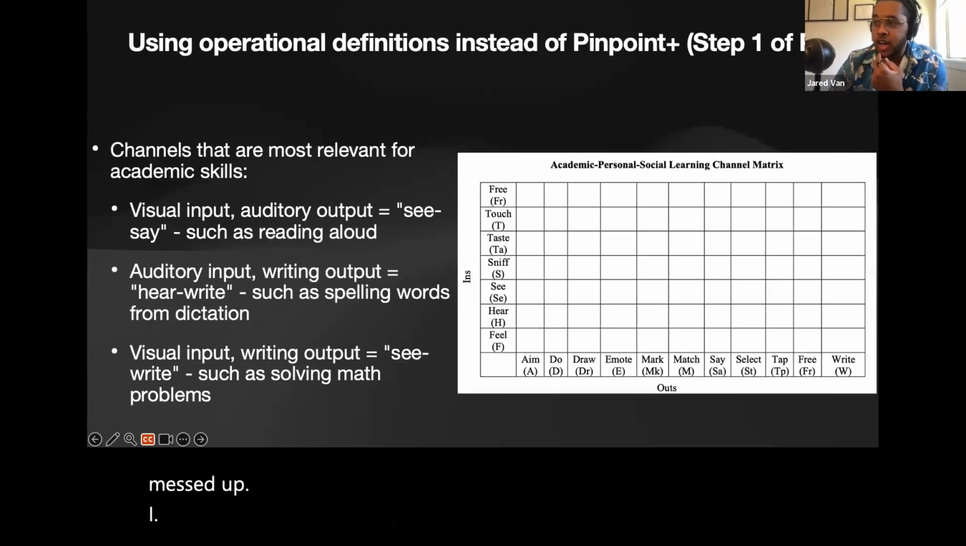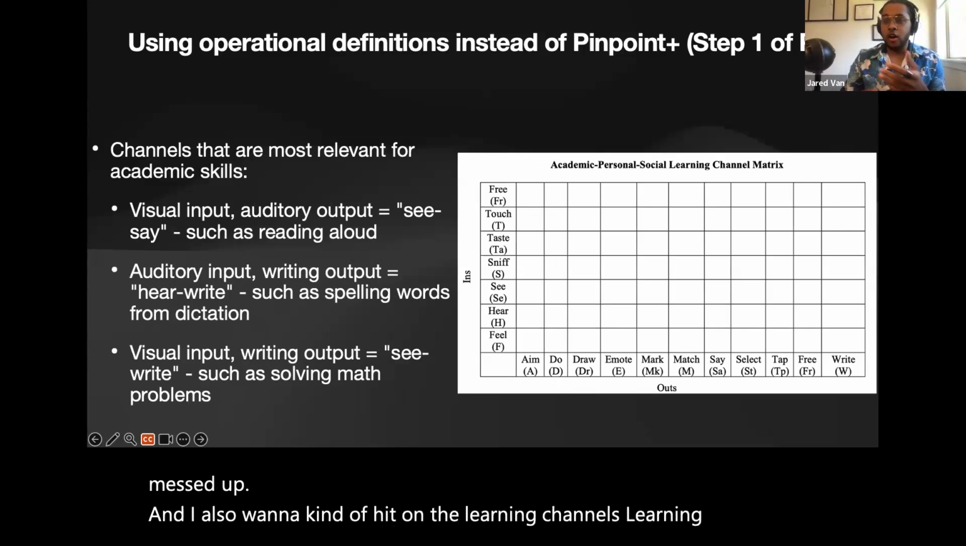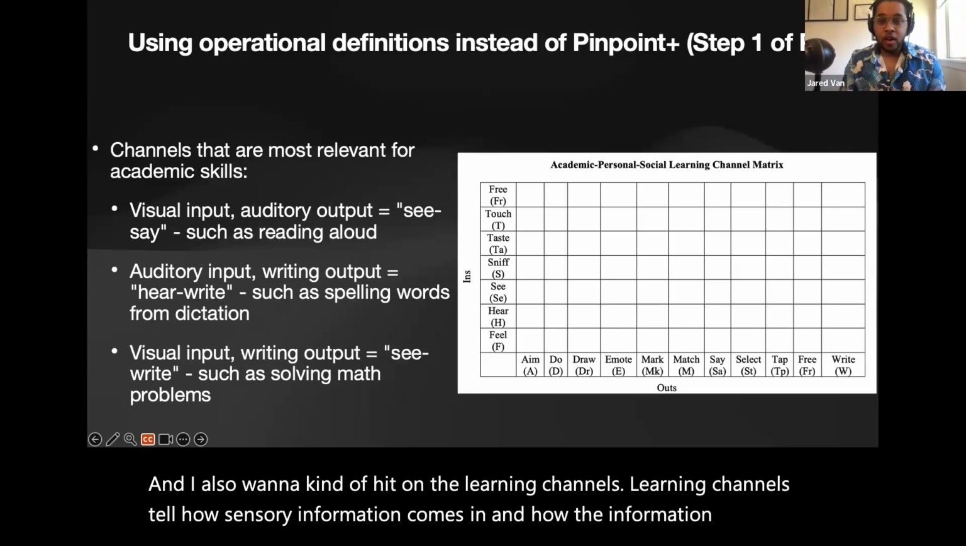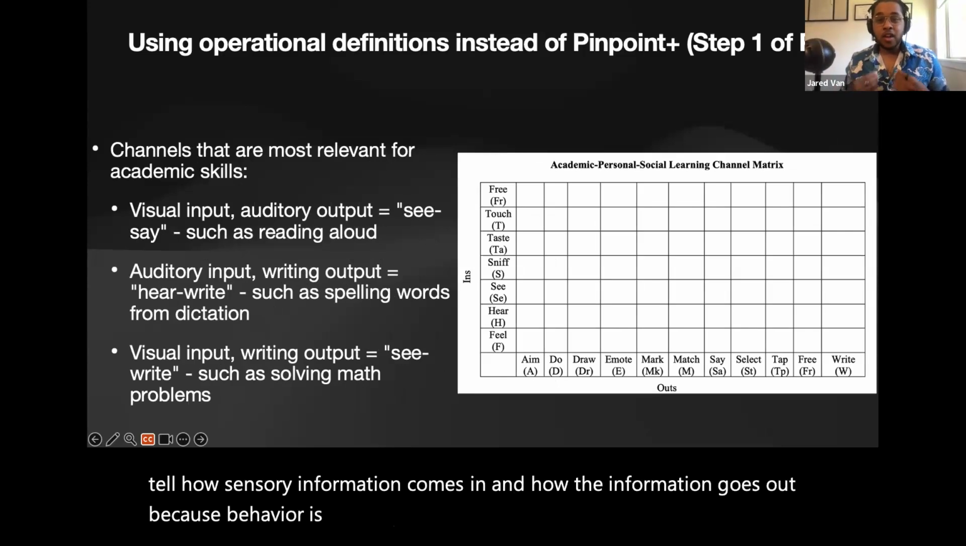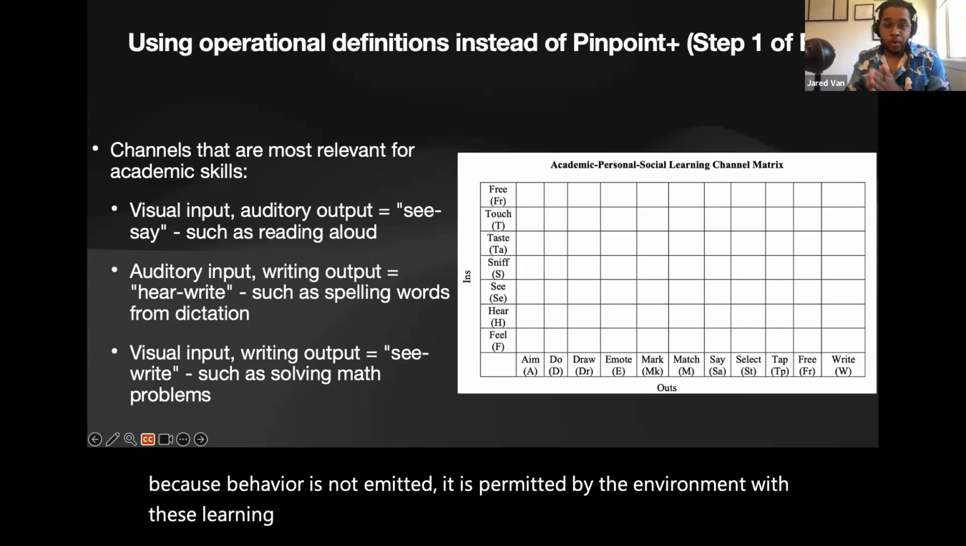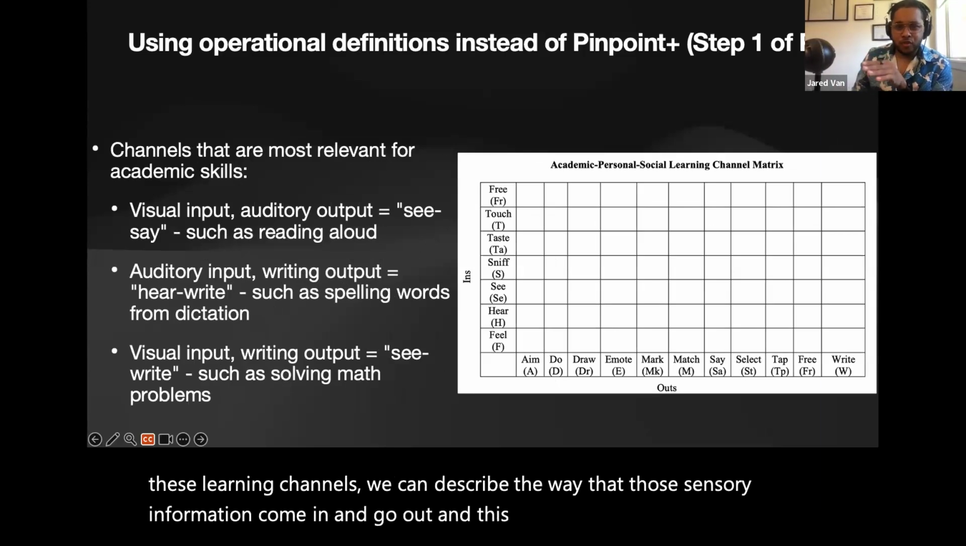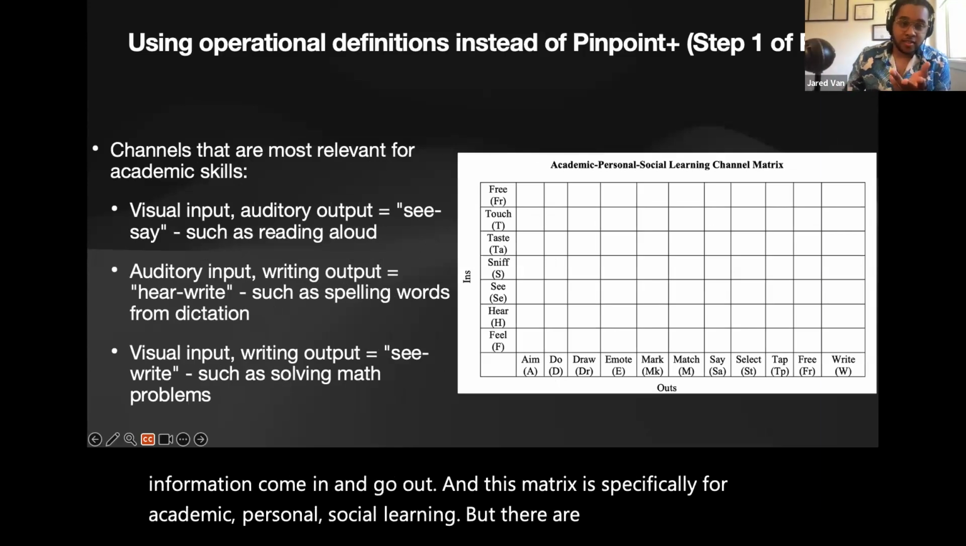And I also want to hit on the learning channels. Learning channels tell how sensory information comes in and how the information goes out, because behavior is not emitted, it is permitted by the environment. With these learning channels, we can describe the way that sensory information comes in and goes out. And this matrix is specifically for academic, personal, social learning, but there are other matrices that exist.